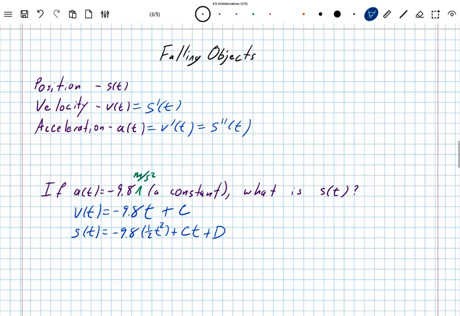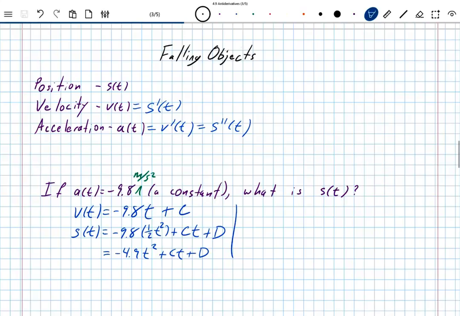So you can always check by just taking the derivative and seeing that you get what you're supposed to. Okay, let's clean this up ever so slightly. This is negative 4.9, right? 9.8 times 1/2. t squared plus ct plus d. That's starting to look a lot better. That might even look familiar, but we can do better because c and d don't have a whole lot of meaning. What we need is some initial conditions, and I'm going to do this really abstractly to make it look as best I can, probably like what you've seen, if you've seen this before.